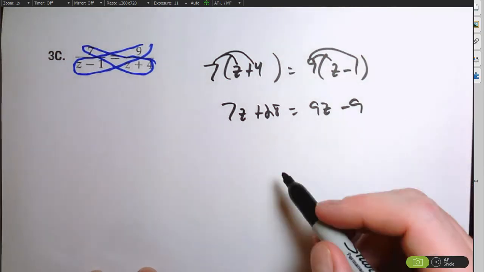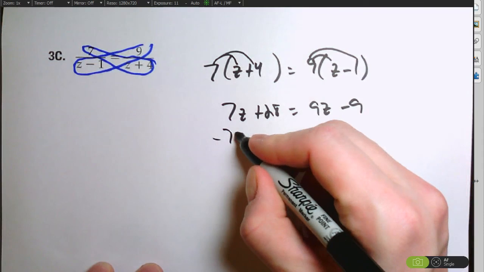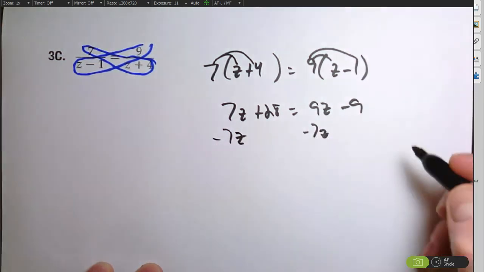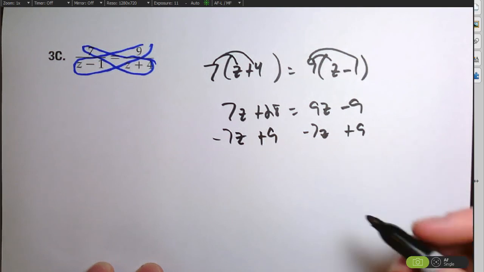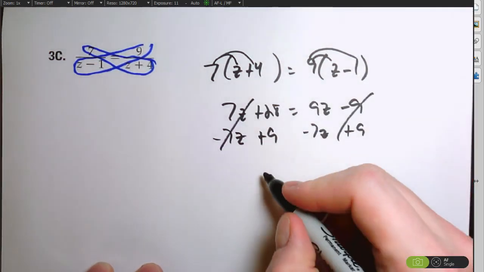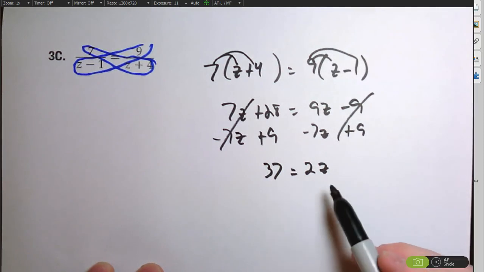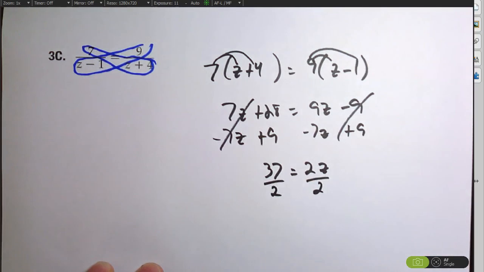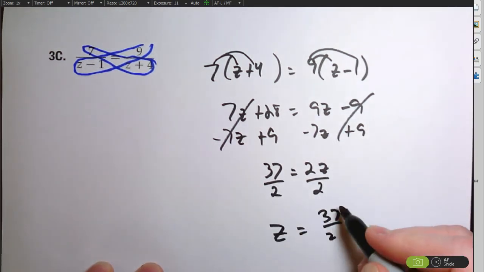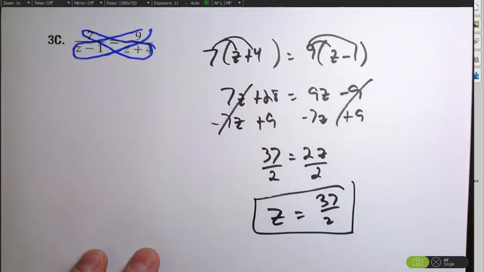And then up to this point here, it's your solving of algebra. I prefer to keep my z's positive, so I'll subtract 7z. And then I will add 9 to the opposite side. If you want to do it in 2 steps, I'm okay with that. I just do it in 1 because I'm lazy. So now I get 37 equals 2z. And then divide both sides by 2. And that's our answer, we're going to say 37 over 2. We'll just leave it as a fraction.